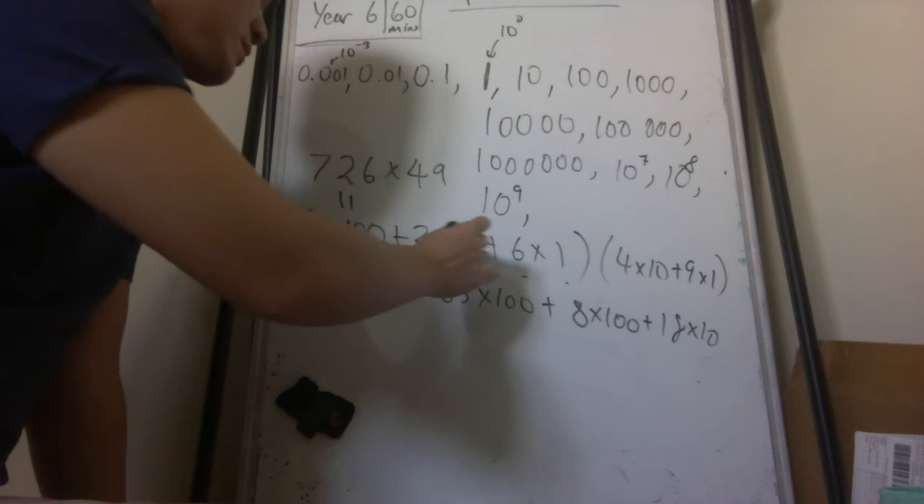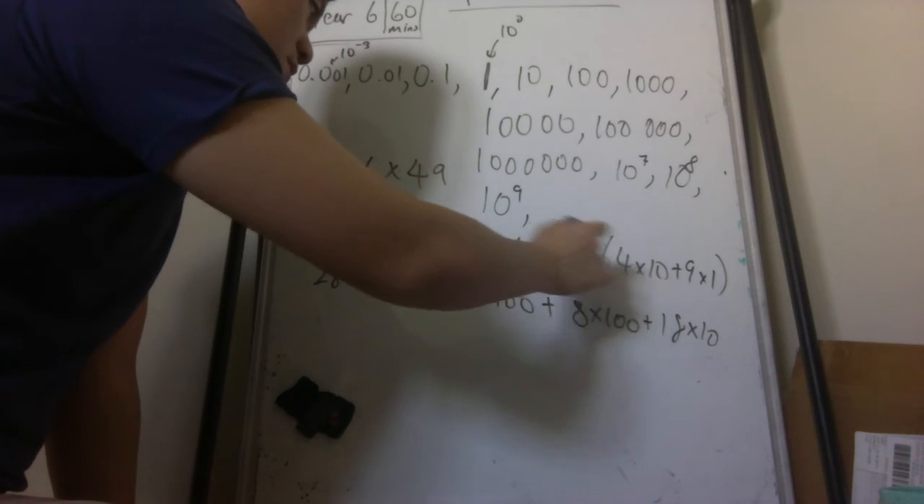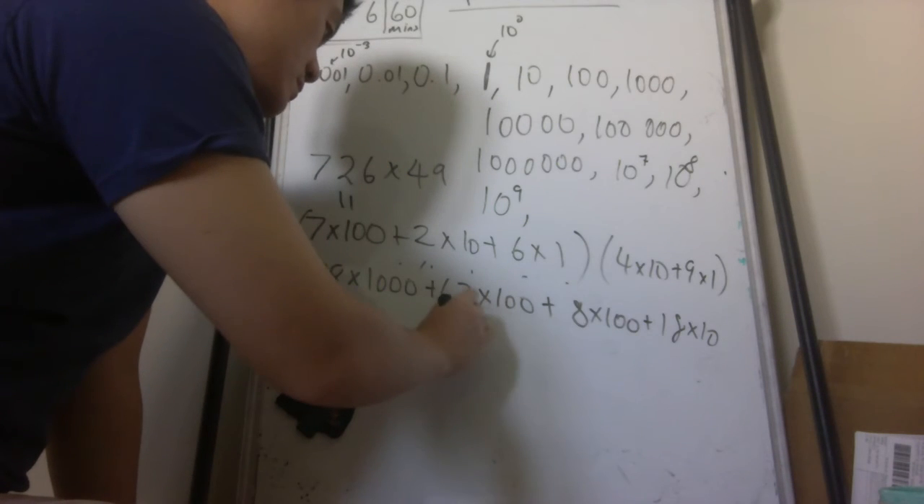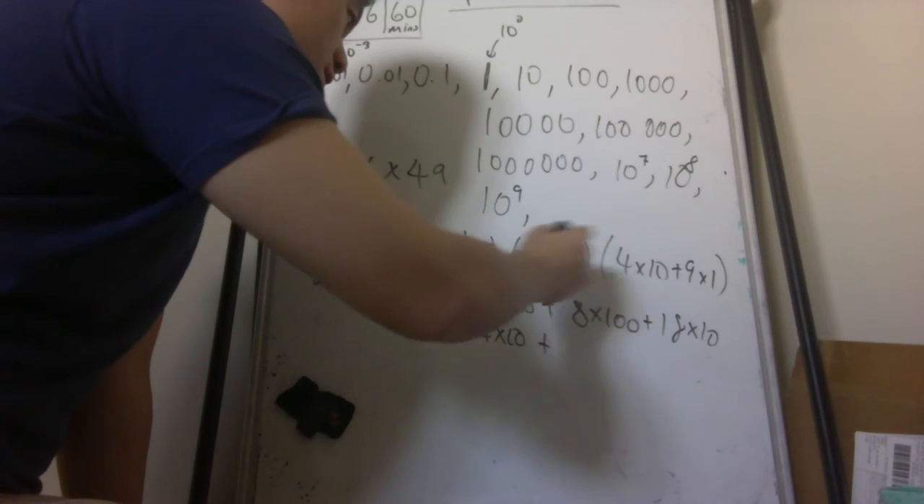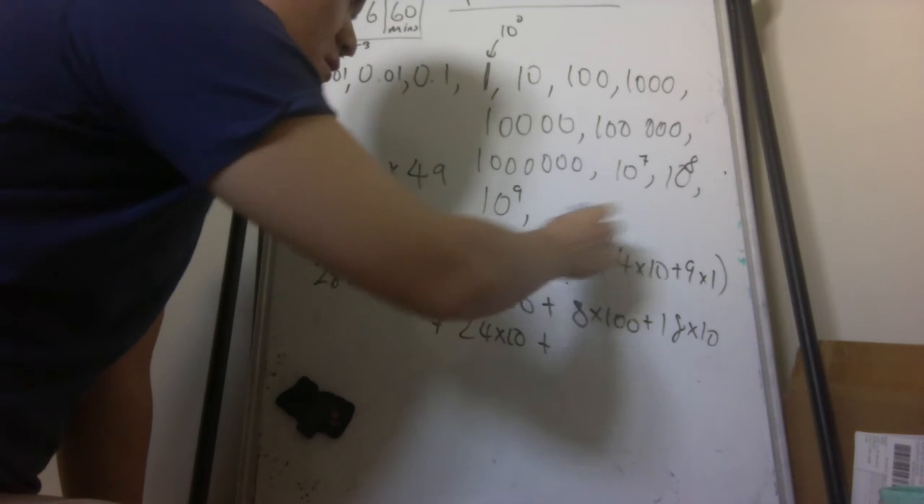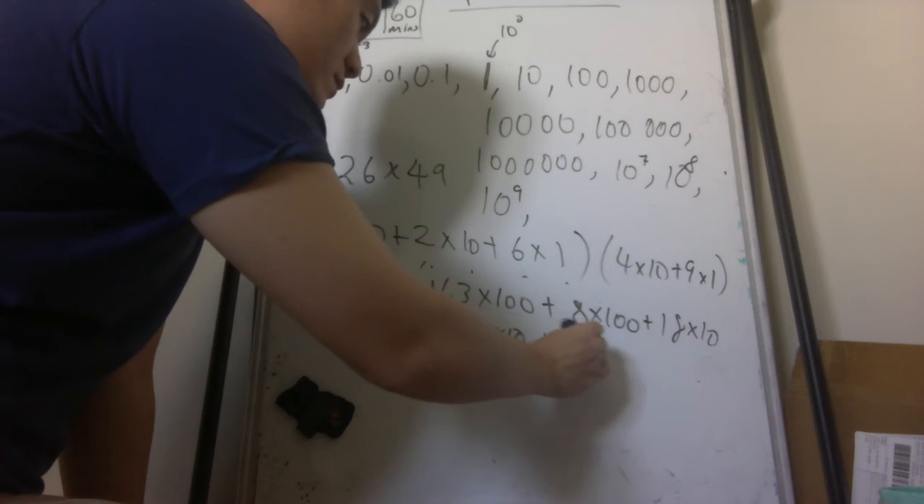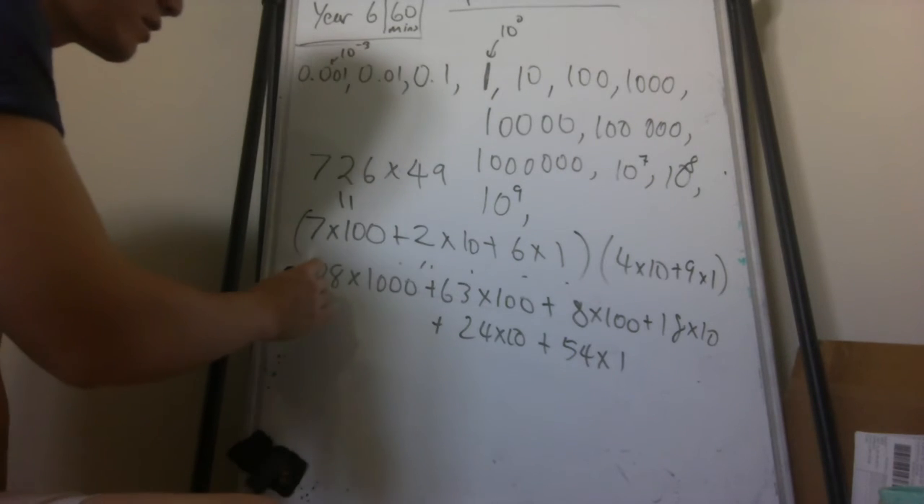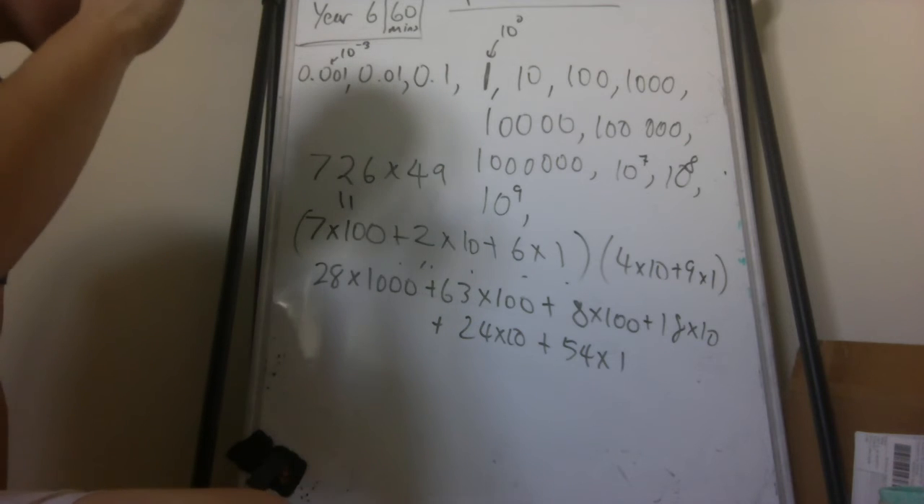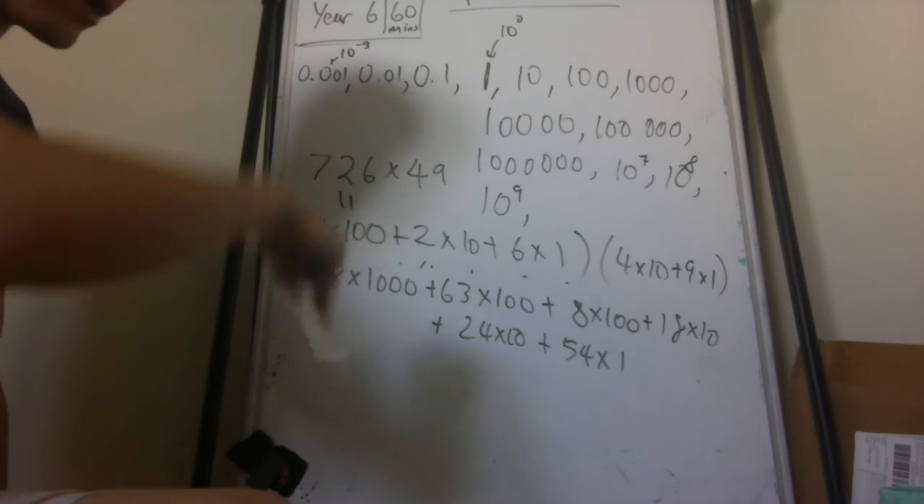And then the last thing is 6 times 4 is 24, plus 1 times 10 is 10. So it's plus 24 times 10, plus 6 times 9 is 54, times 1 is 54 times 1. Okay, and then to get the number that you want, obviously you can't have these numbers bigger than 10. So when it is bigger than 10, that's what carrying is, right?